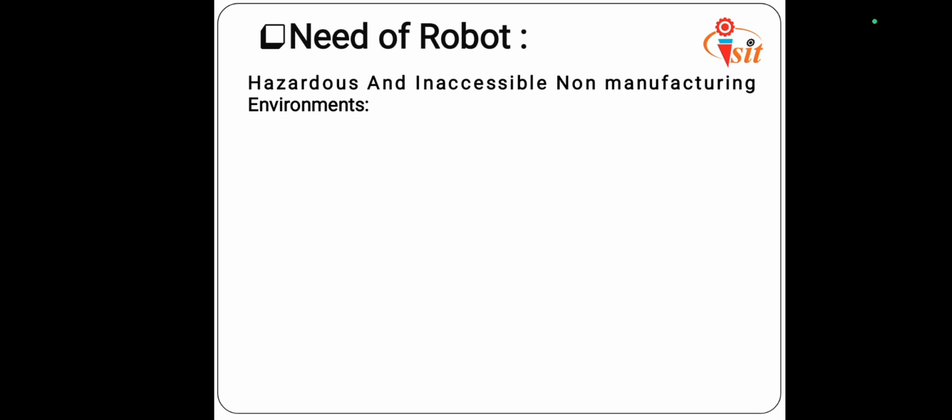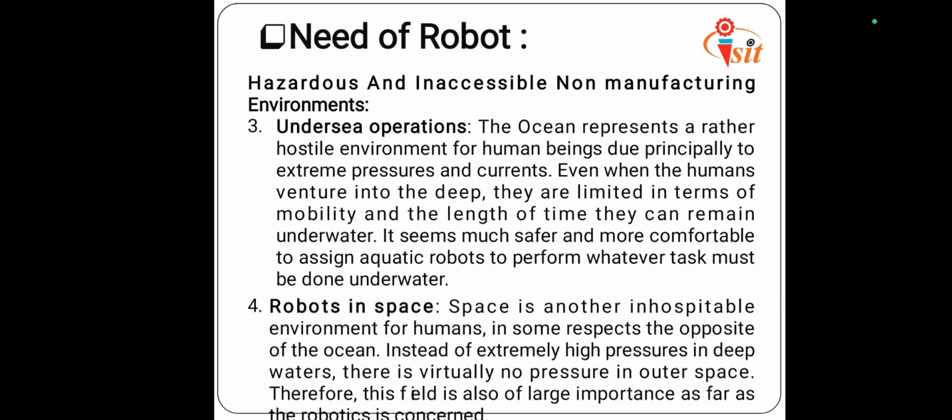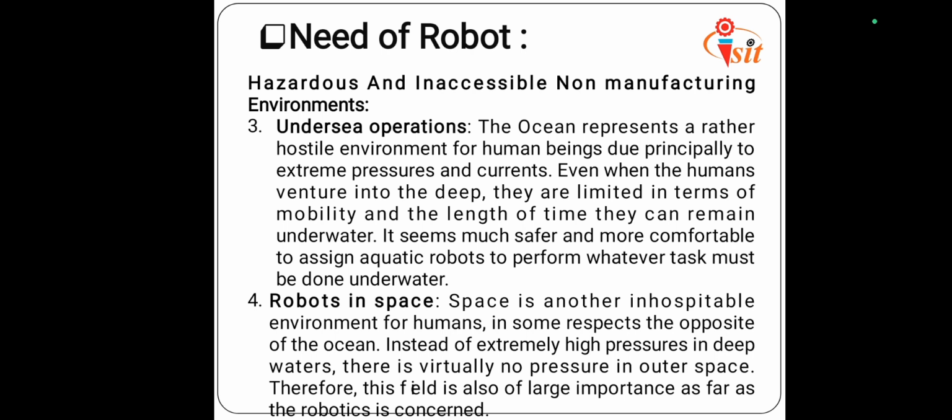The next need of robot is hazardous and inaccessible non-manufacturing, that is undersea operation. There are some operations we can perform under the sea, which represents a rather hostile environment for human beings due to principally extreme pressures and currents. Human beings cannot handle those pressures and currents. Even when humans venture into the deep, they are limited in terms of mobility and the length of time they can remain underwater. It seems much safer and more comfortable to assign aquatic robots to perform whatever task must be done underwater.